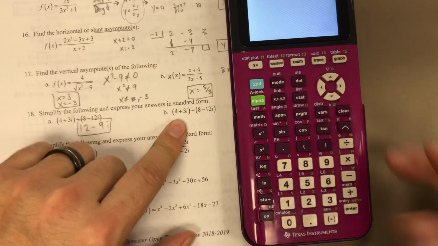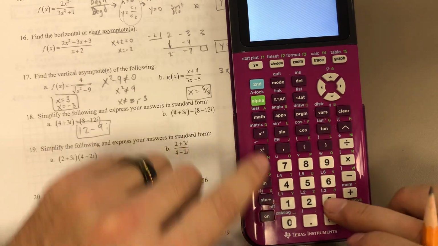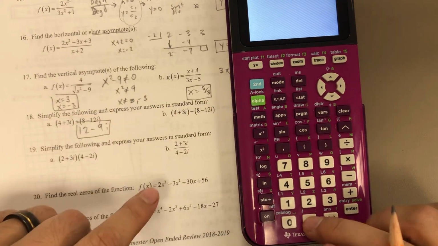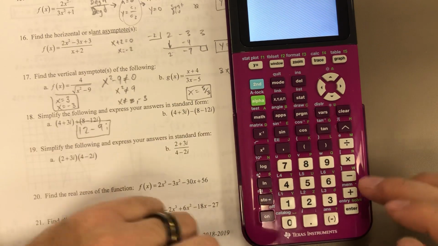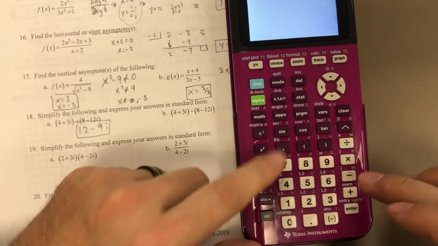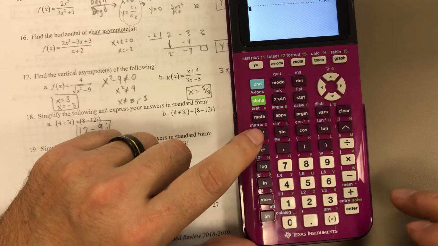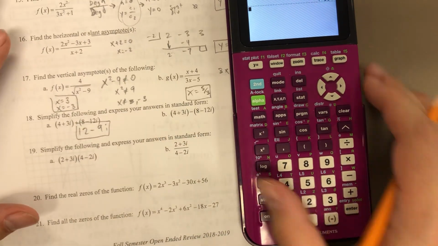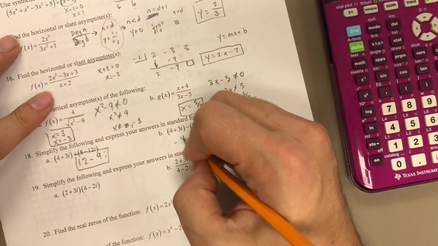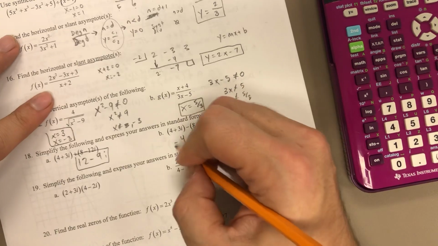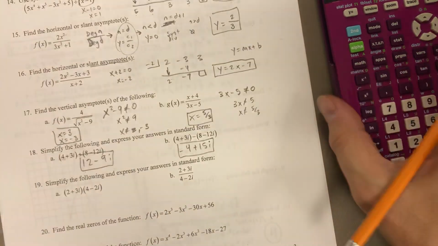Now let's do this one. So we've got the same thing, 4 plus 3i. Now it's minus the other one, so minus 8 minus 12i. You get your answer, -4 plus 15i. There's the answer for that one.